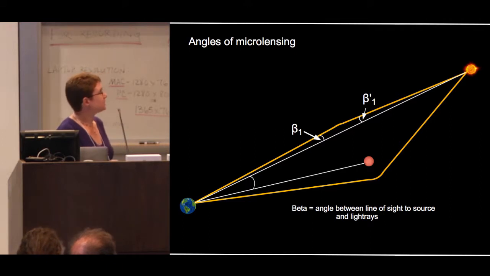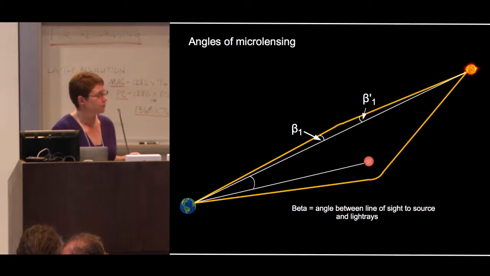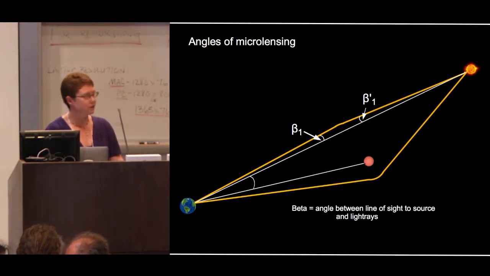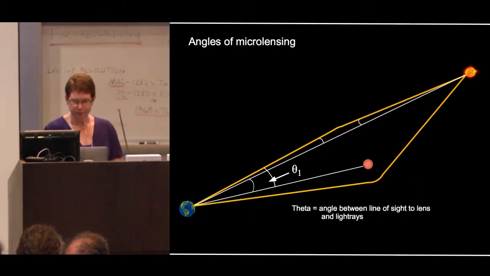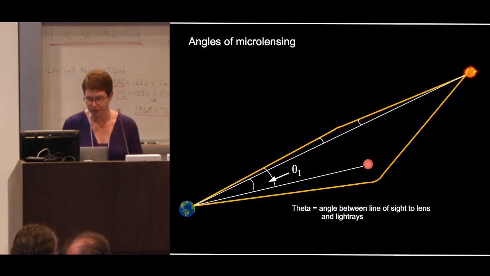For the purposes of the derivation, I'm also going to talk about the angle between the line of sight to the source and the actual light ray, which we're going to consider the path of this light ray as it passes the lens and how it gets bent and into what images this forms. And finally, and probably most importantly, the angle theta between the lens itself and where the light ray passes tells us where we expect the image of the source to be formed.